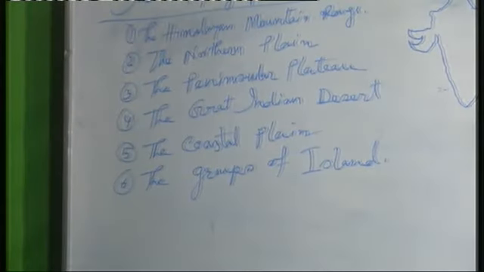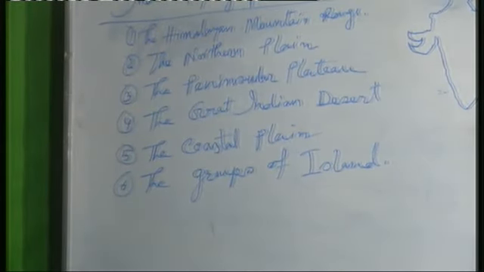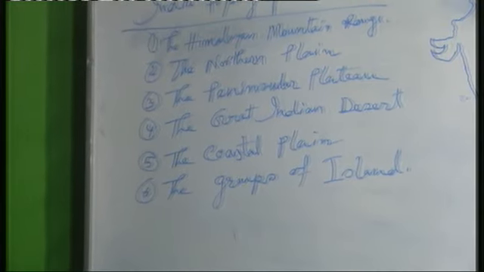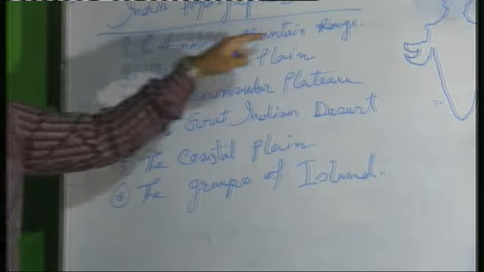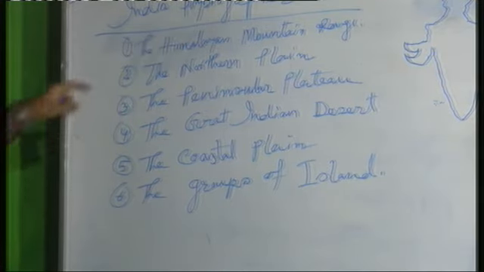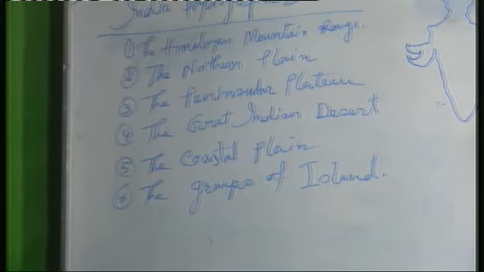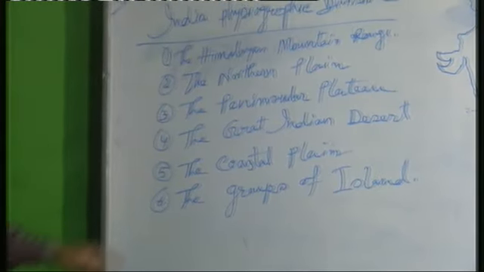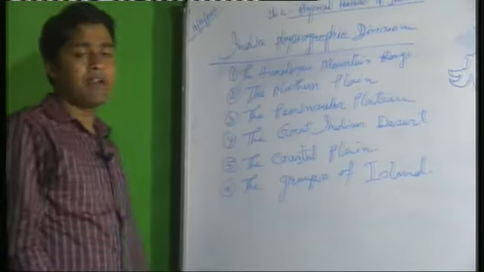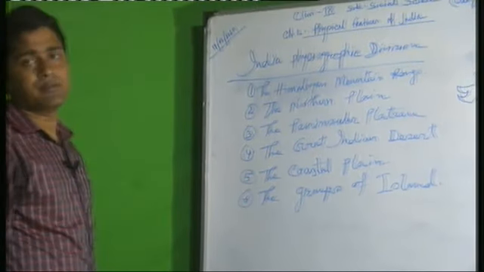So these are the 6 physiographic divisions in India. This is the Himalayan mountain range. This is the northern plain. Number 3, the peninsular plateau. Number 4, the Great Indian Desert, and then the coastal plain, and 2 groups of island.